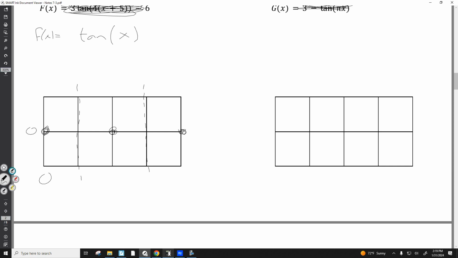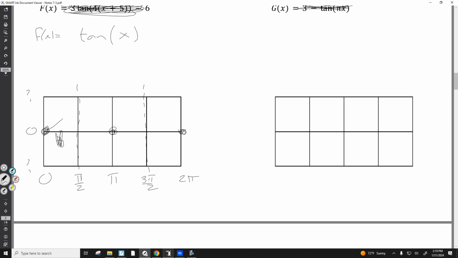You don't worry about this. I don't care. If you want to, you can make this like 1 and then have like pi over 4 in between. But honestly, we're going to keep it simple. 0, this is pi over 2. We repeat our graph at pi. We get another vertical asymptote. We repeat our graph at 2 pi.